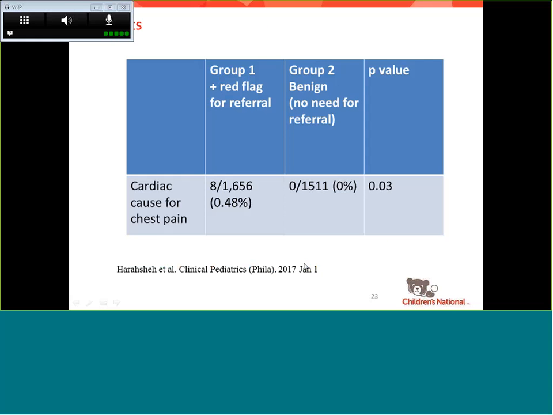And when we looked at the incidence of a true cardiac disease, we found 8 patients in the entire cohort to have a true cardiac disease explaining their chest pain. Yet all of them were part of group 1, the group that had concerning elements. Group 2 had absolutely no concerning elements and had reassuring findings and did not have a cardiac disease explaining chest pain.